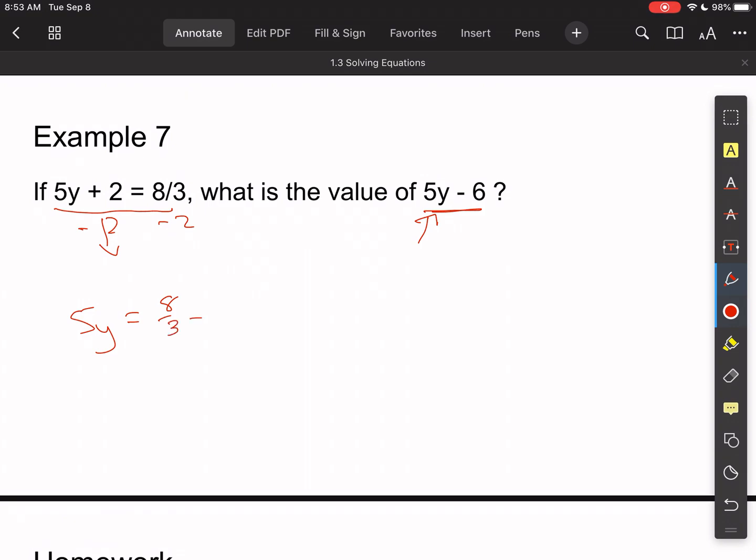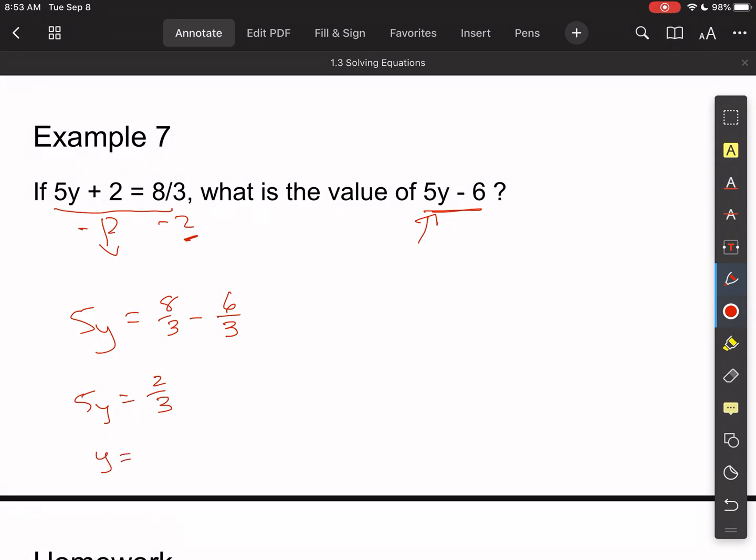So I have 8/3 minus 2. Now I'm going to change this 2 so that I have a common denominator. I have to write it as thirds. 6 divided by 3 is 2, right? So 6/3 is the same as 2. So here I get 5y is equal to 2/3. Now I got to get y by itself by dividing by 5.